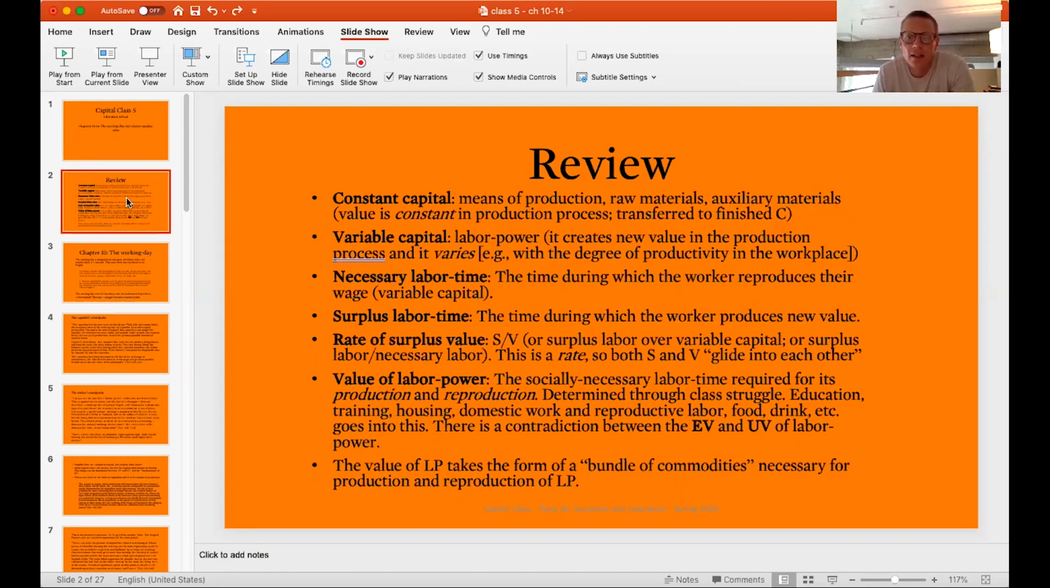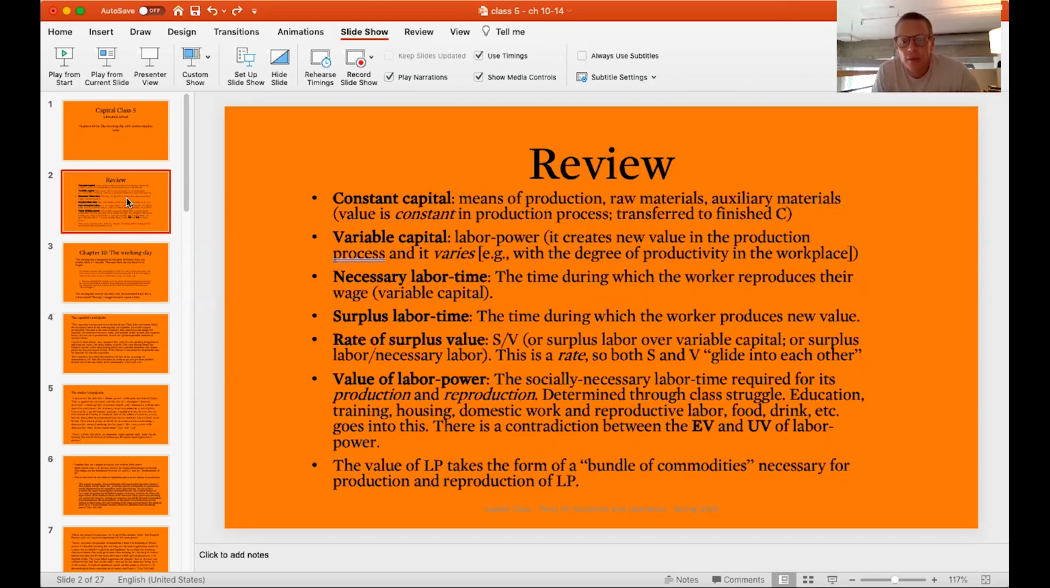And then the working day itself, we've seen, is divided between necessary and surplus labor time. The former is when the worker is reproducing their wage, right? And so this is really variable capital. And surplus labor time is the time during which the worker produces new value for the capitalist. And the rate of surplus value is surplus labor time over necessary labor. Right? And this is a rate, so they both glide into each other.